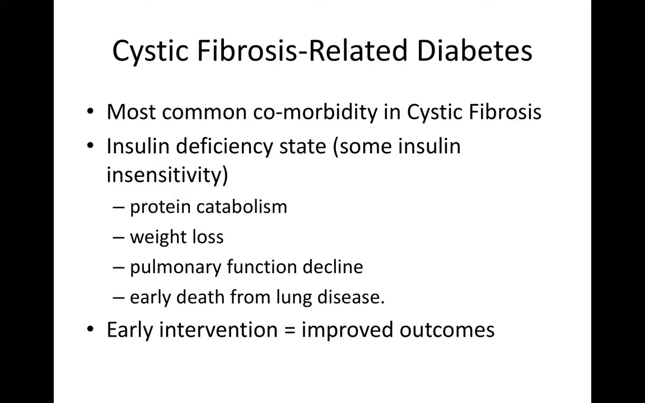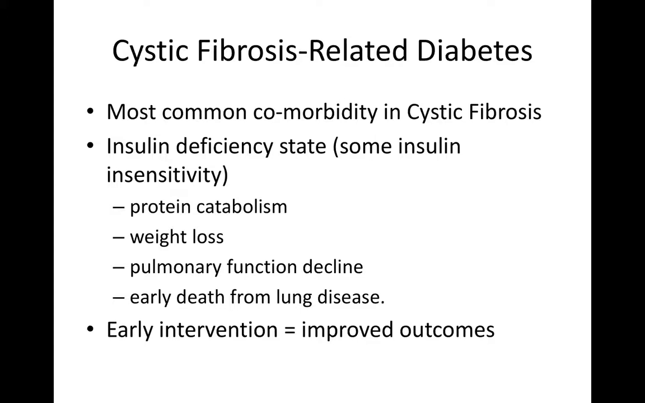So cystic fibrosis-related diabetes is the most common comorbidity of cystic fibrosis, meaning it's the most common thing that is a separate disease that occurs in conjunction with cystic fibrosis. And in patients with cystic fibrosis who develop diabetes, it's an insulin deficiency state with a little bit of a component of insulin insensitivity. So what does that mean? Basically, it means that people with cystic fibrosis are not making insulin in the quantities that they are supposed to be making it. And the reason for that is, it's probably twofold.